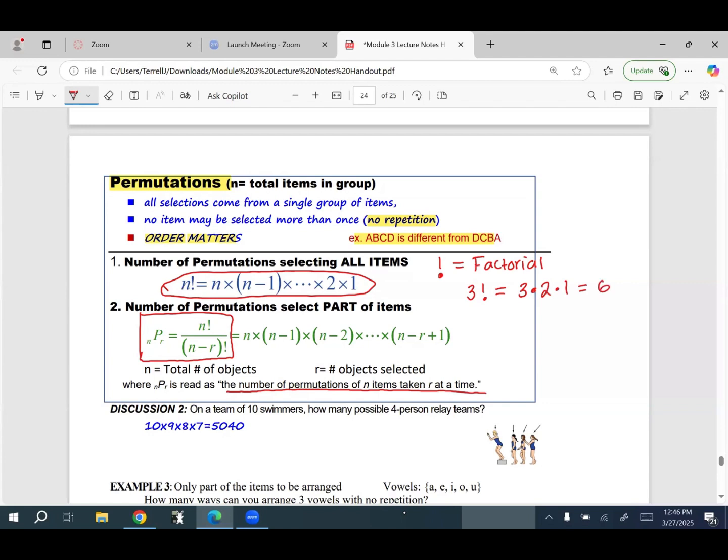So in essence, what we're doing is we're taking the value 3 and multiplying it all the way down to 1. 5 factorial would be 5 times 4 times 3 times 2 times 1. 0 factorial, this is one that you have to know. If you ever see 0 factorial, it is a rule that 0 factorial is 1.